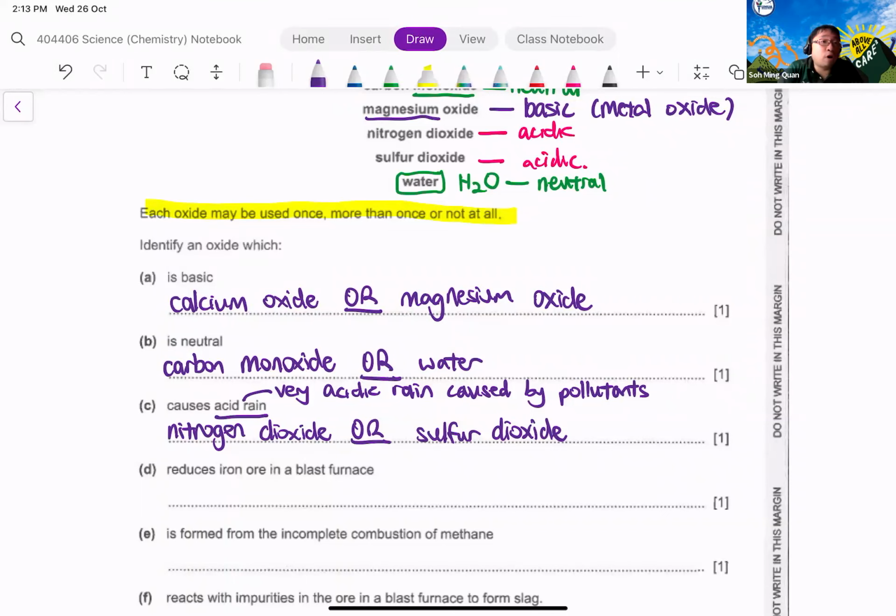Okay, now if you forgot about acid rain, it's time to go back to chapter 17, atmosphere and environment. All right, our summary for atmosphere and environment, which I gave out. It's time to study that. Okay, about acid rain. Acid rain is caused by oxides of nitrogen as well as sulfur dioxide.